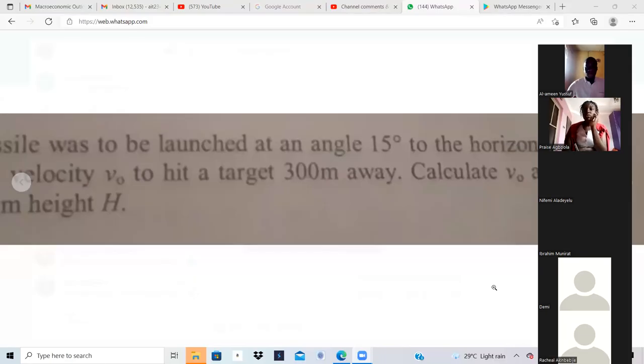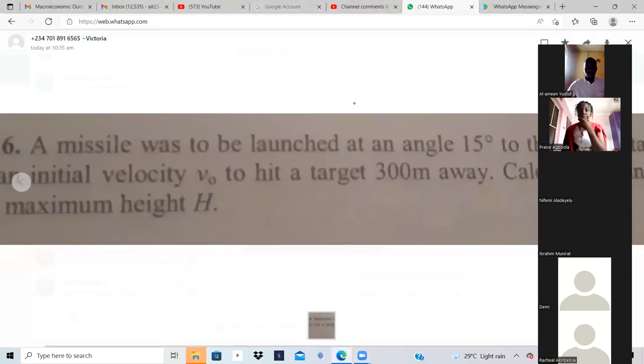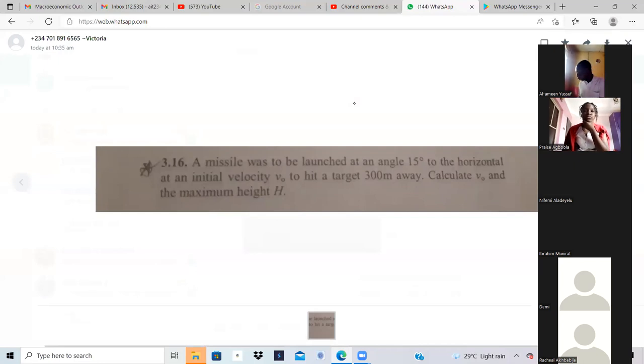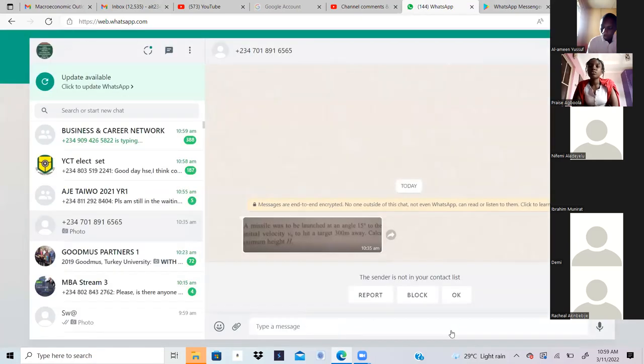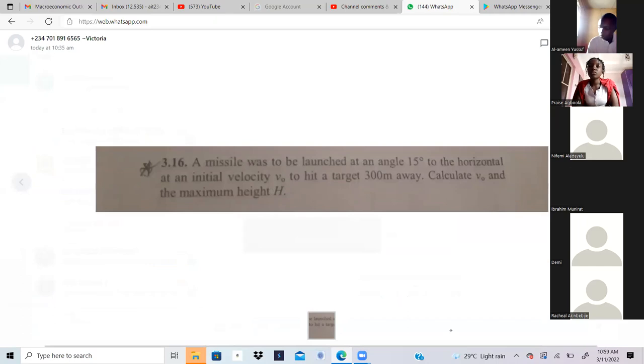Okay, I've seen it. Can you see my screen now? Can you see my screen? Yes, sir. Okay, so let's see the question that she sent. You can see what she sent, Abby. It says, a missile was to be launched at an angle of 15 degrees to the horizontal. So you are launching it. Okay, sorry. Let me annotate.